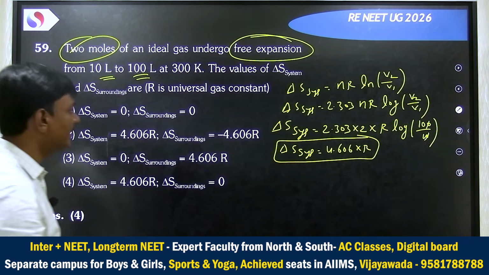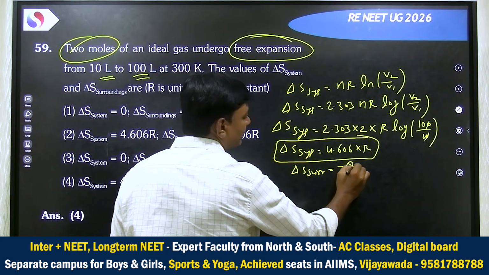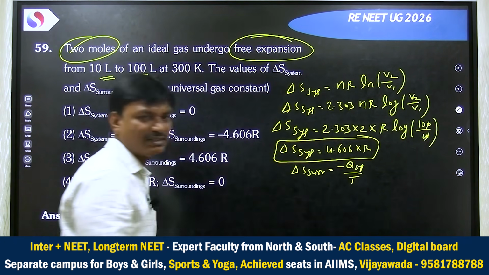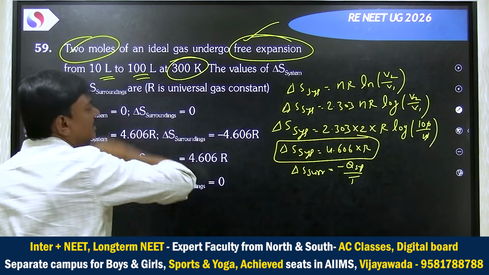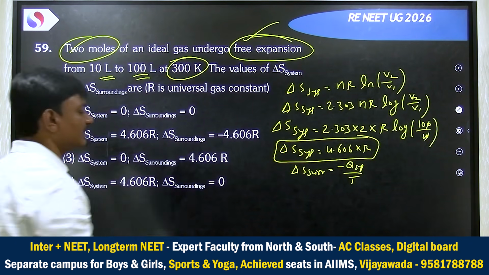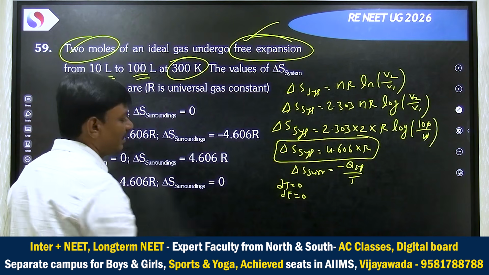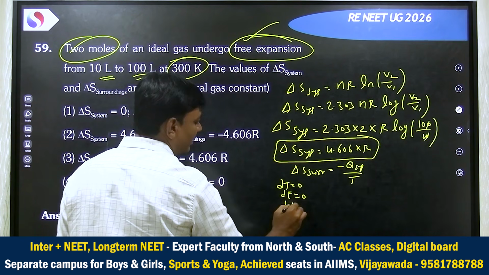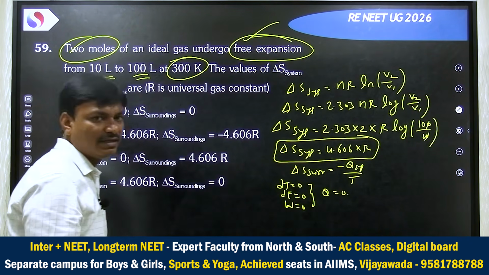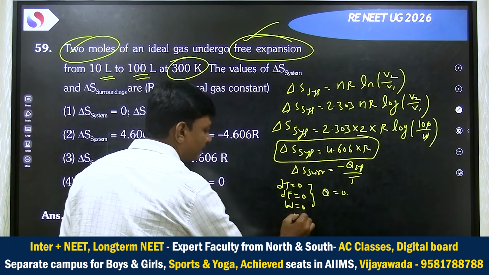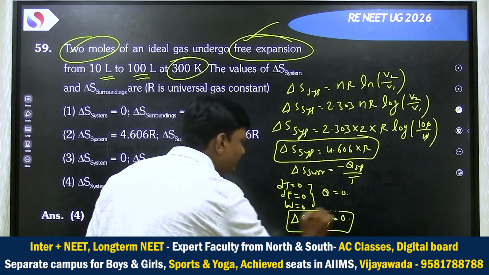Okay. Then we have to calculate delta S surroundings. Delta S surroundings is equal to minus Q system divided by temperature. But here free expansion is there and at a constant temperature. Constant temperature means dT equals 0, and dT 0 means dU is also 0. Free expansion means W equals 0. So that's why Q is also 0. When Q is 0, delta S surroundings is also 0.